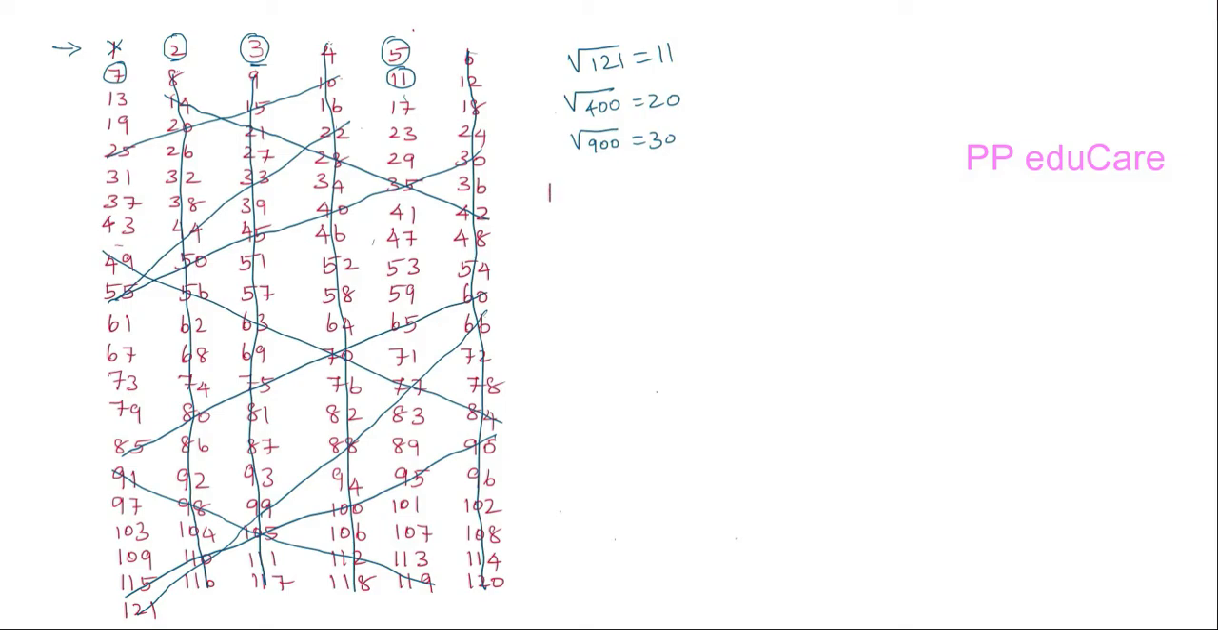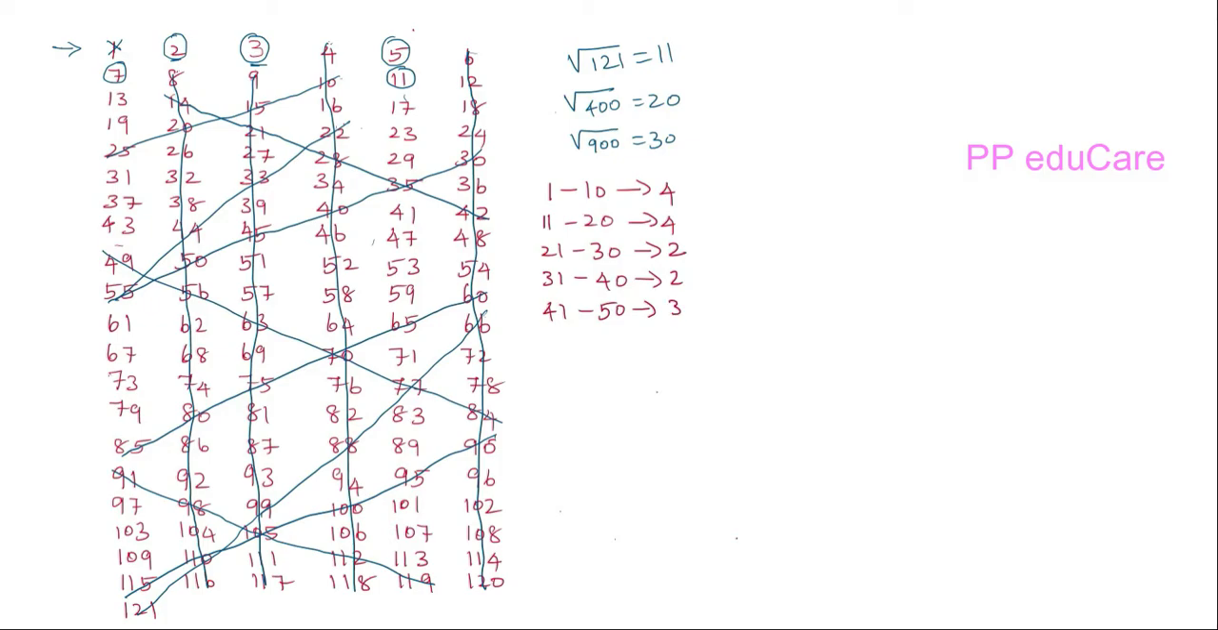The number of prime numbers between 1 to 10 is 4. The number of prime numbers between 11 to 20 is again 4. The number of prime numbers between 21 to 30 is 2. The number of prime numbers between 31 to 40 is again 2. The number of prime numbers between 41 to 50 is 3.